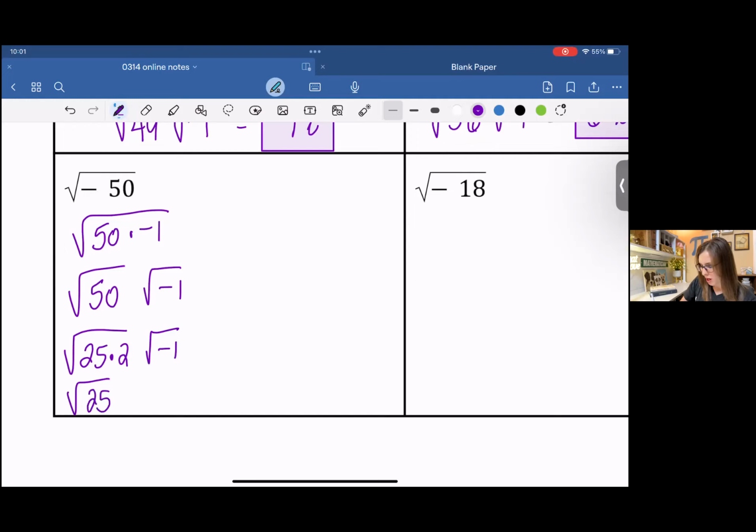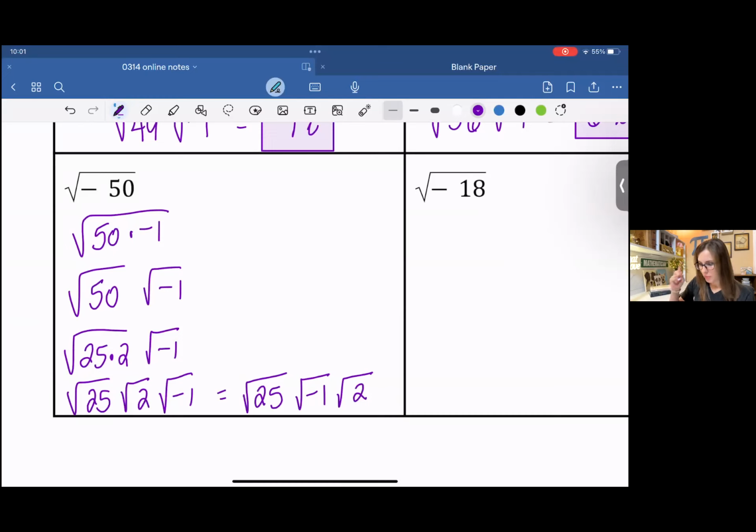Square root 25, square root 2, square root -1. Okay, and then I'm going to reorder this because in a minute it'll help make sense. I'm going to do square root 25, square root -1, square root 2. The reason I did that, you might be going, this is nonsensical. Why did you do that?